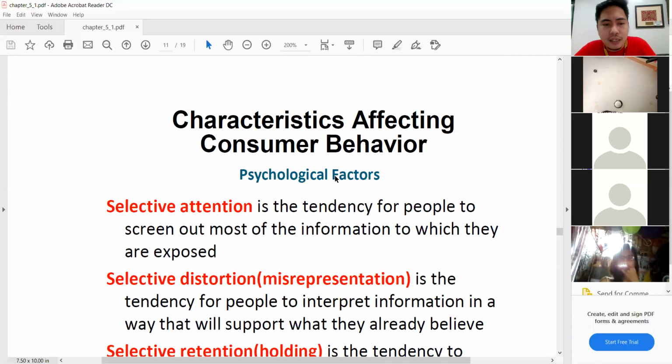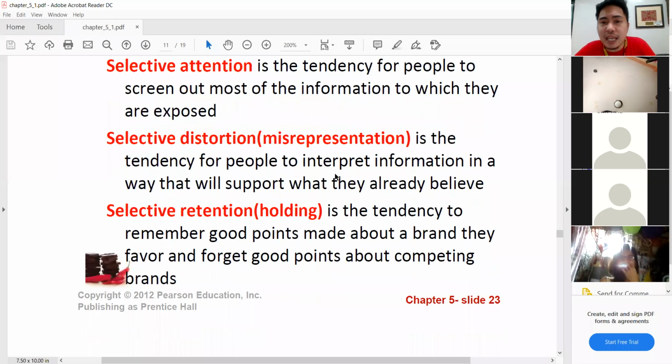Okay, so these are the definitions. So selective attention is the tendency for people to screen out most of the information to which they are exposed. When I say selective attention, there is 100% information about it, but you only care about the 10% because that's the only information that you value the most and you don't care about the 90%. For as long as it has vitamin C, and that's what matters. But if you disregard other essential items which actually have impact to your consumption, then you are in danger. So selective attention is somewhat dangerous, if in case you're not going to account every information that's valuable to your consumption. So we have selective distortion. So it has the tendency for people to interpret information in a way that will support what they already believe.